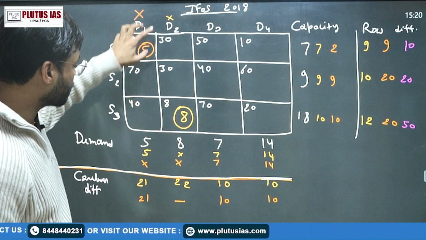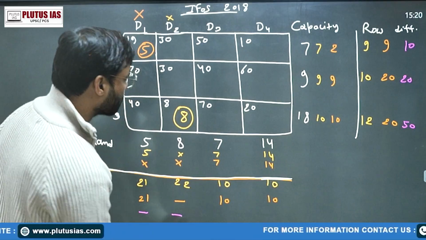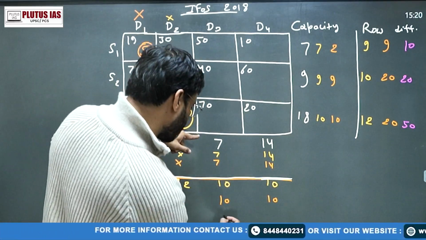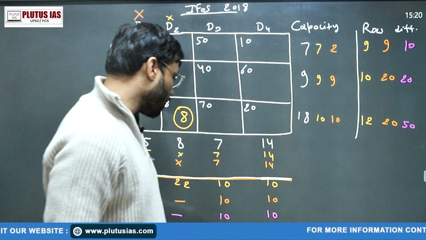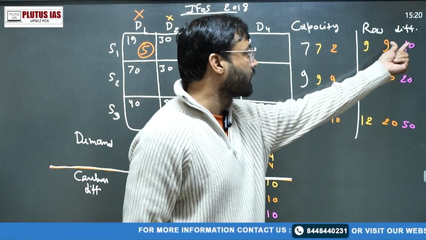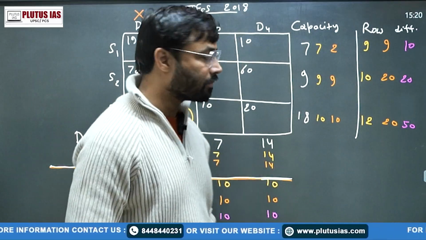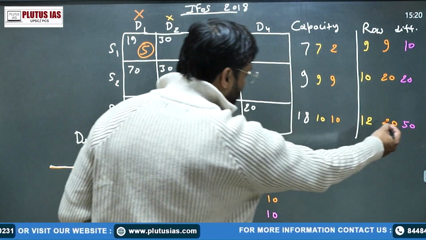Now column wise, obviously these two have been finished. Just forget about it. In this column we'll get again the same 10, and in this again the same 10. So now which one is the maximum? 10, 10, 50, 20 and 10. Which one is the maximum? Now 50 is the maximum. So this time we are choosing row wise.